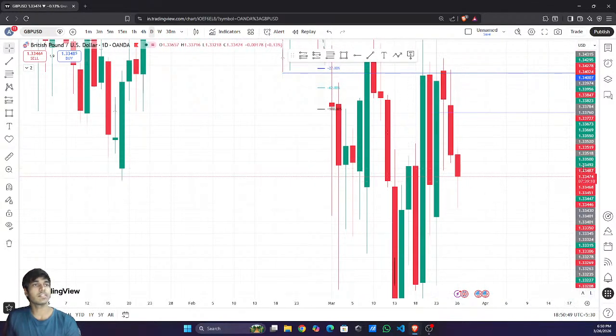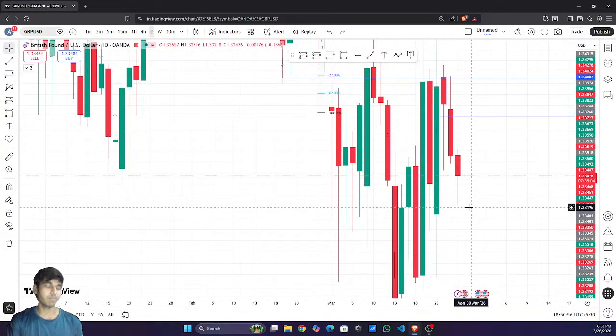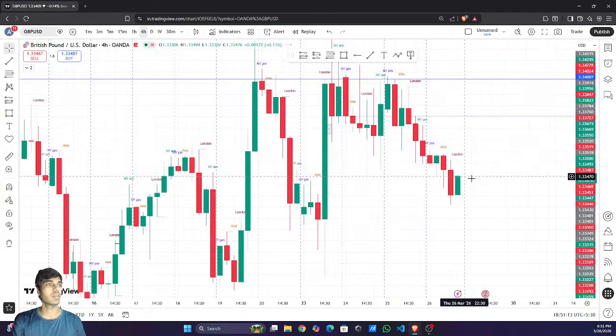And let's do the analysis first. In daily, GBP has a big wick. Okay, so in daily it is bearish, but it has a big wick. It gave a breakout, and yesterday was a strong candle. Today we also have to check the lower time frame.